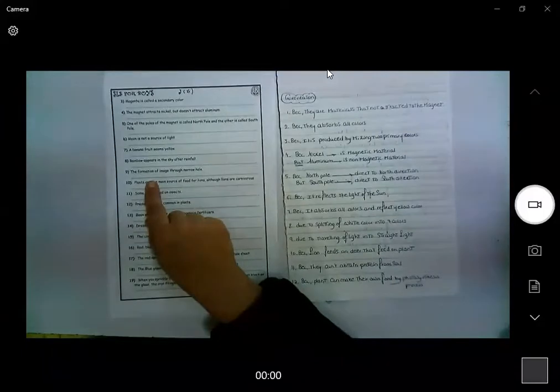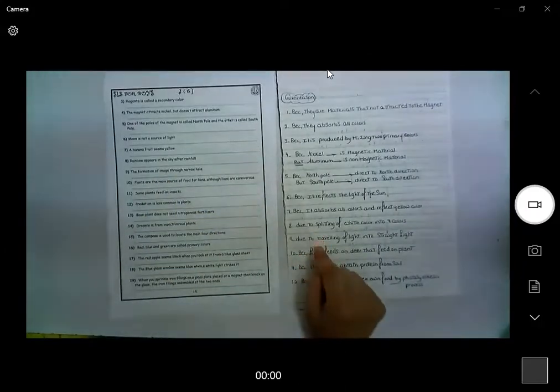Number nine. The formation of an image through a narrow hole. Why? When you look through the narrow hole, you see the image. Because light travels in a straight line, okay?